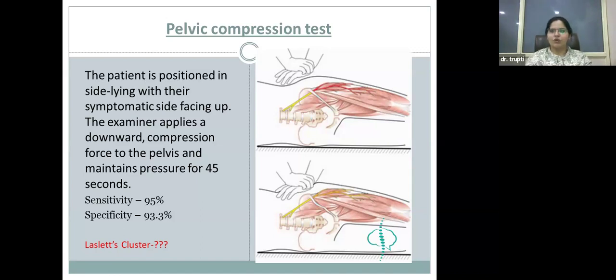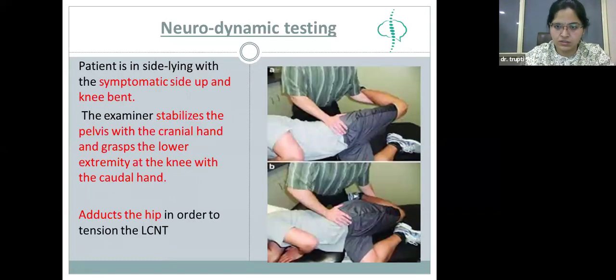so are you going to rule in? It is a positive sign. If the symptoms appear, that is a positive sign for the test. Sensitivity of this test is 95% and specificity is 93.3%. So both are very good, but sensitivity is higher, so this test is used to rule out the diagnosis. You can also use Laslett's cluster, that is distraction, compression, hip thrust, sacral thrust, and Gaenslen's test. I'll be performing all these tests on a patient, and you can see this.